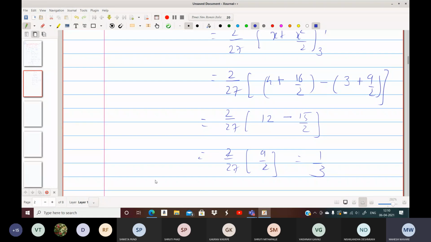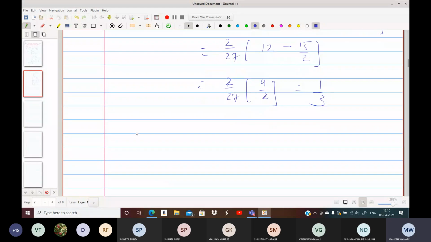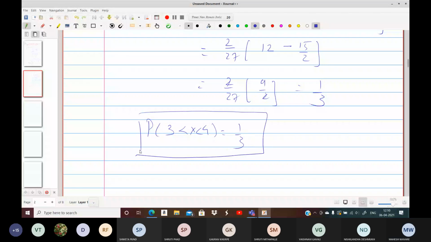So the probability of x between 3 and 4 gives 1 upon 3. That's it. We can have another example.